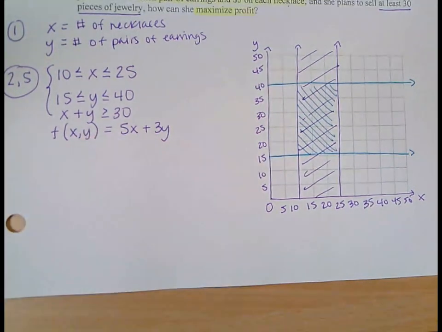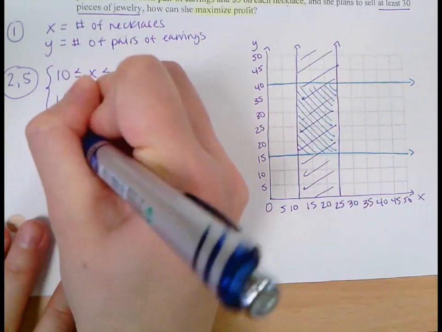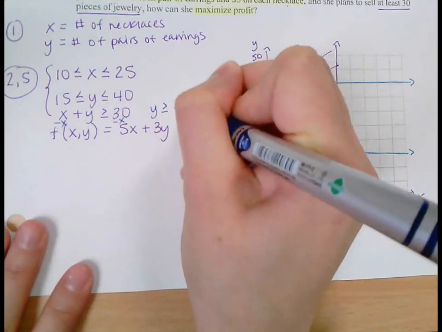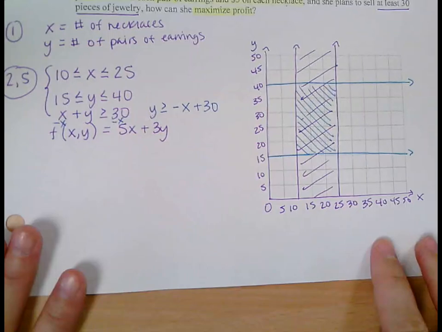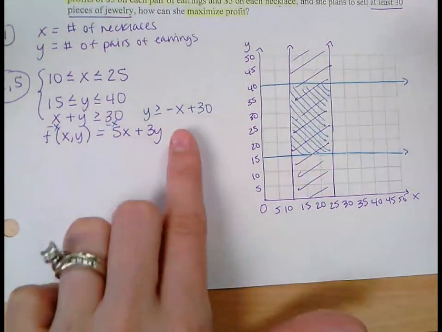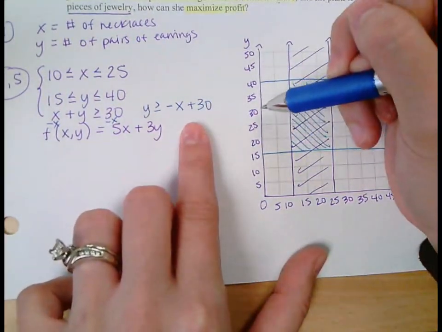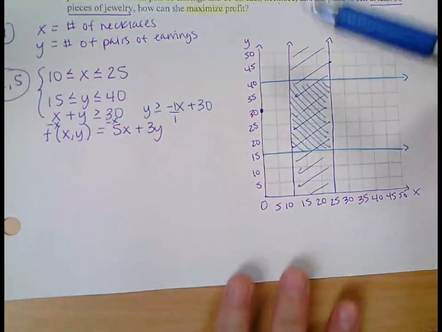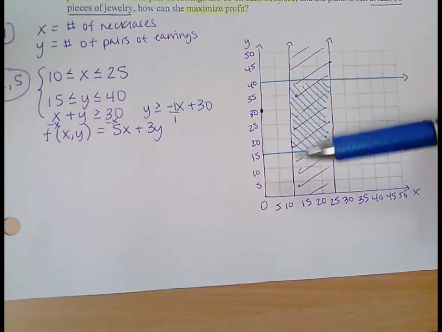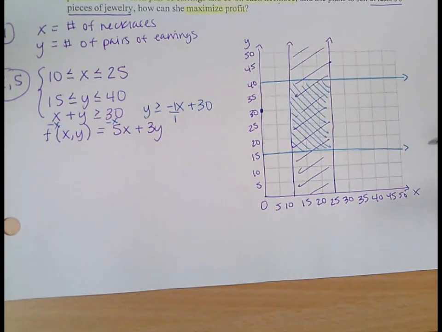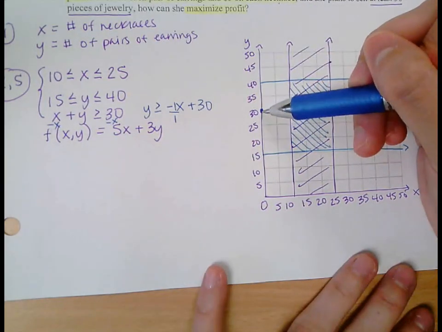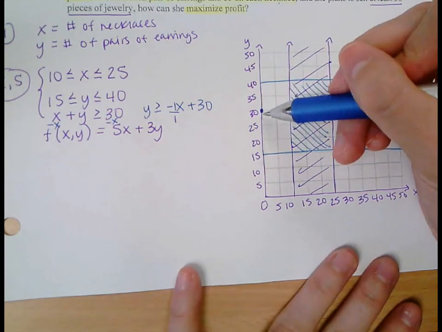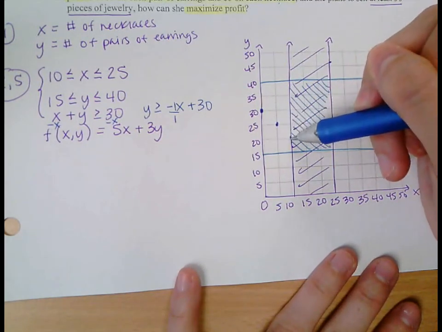So the last one, I can get this in slope-intercept form, subtract x from each side. So y is greater than or equal to negative x plus 30. And that way I can plot my y-intercept of 30. And my slope is negative 1 over 1. So even though my scale is by 5s, because my x and y axis have the same scale, I can still go down 1 even though it's really down 5, and then right 1 even though it's really right 5. It'll work out the same graphically.